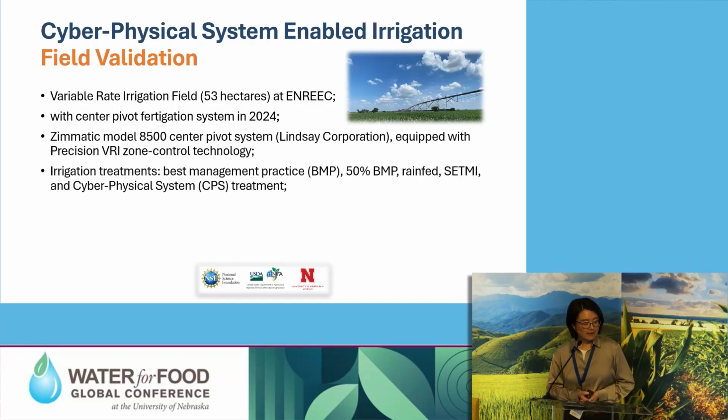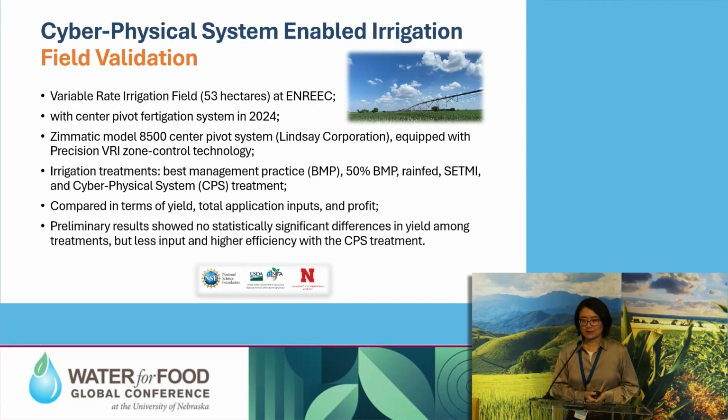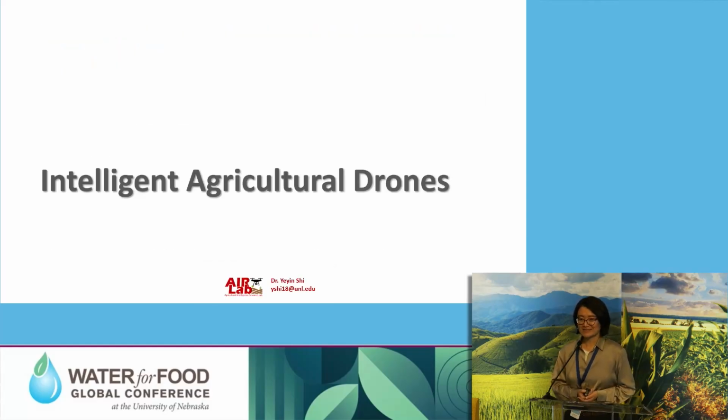So we implemented a few treatments there, including the best management practice, the rainfall, SETMI, and also the treatments proposed by this project. Our preliminary data shows that there's no significant difference among their yields, and we are still analyzing the data. We are expecting to see a more improved input efficiency. Okay, so that's the first project that I'd like to mention, and the second one I'd like to mention is intelligent agricultural drones.